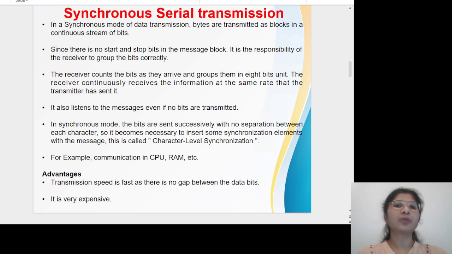In the synchronous mode of transmission, bytes are transmitted as blocks in a continuous stream of bits. There is no start and stop bit in the message block. The receiver counts the bits as they arrive and groups them in 8 bit units. The receiver continuously receives the information at the same rate that the transmitter has sent it. It also listens to the messages even if no bits are transmitted. Examples of synchronous serial transmission are CPU, RAM, etc. The advantage of this type of transmission is it is very fast as there is no gap between the data bits, but it is very expensive also.